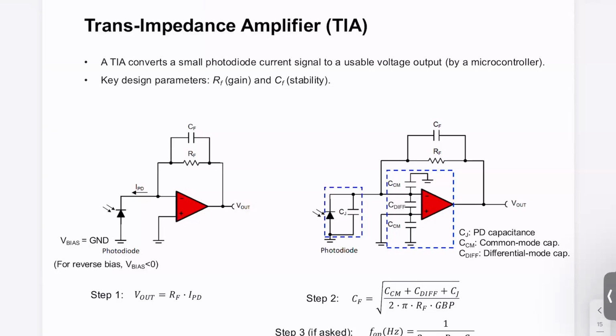The plus side is called the non-inverting terminal. The negative side is called the inverting terminal. And it has an output. So what is in this circuit?